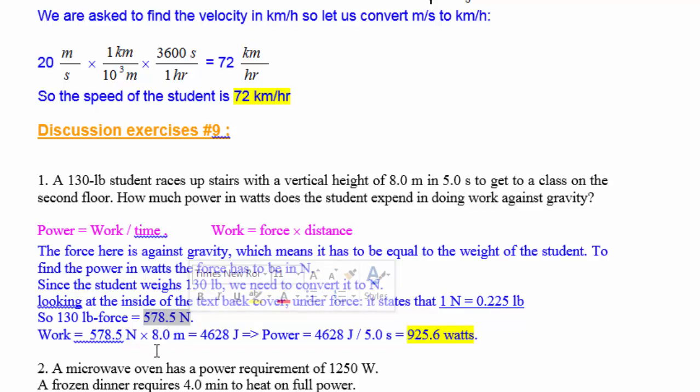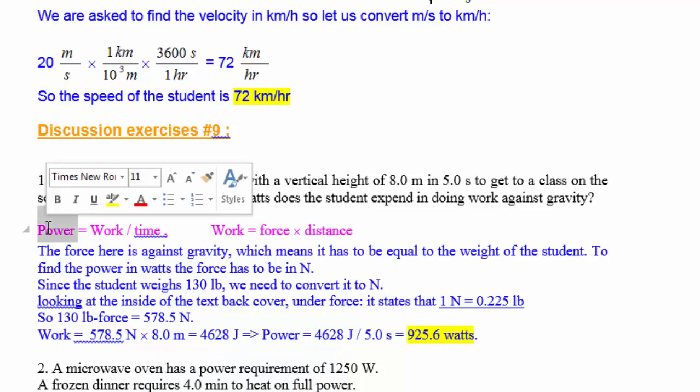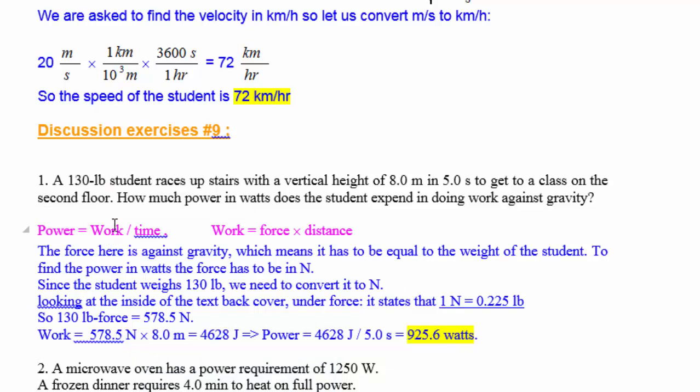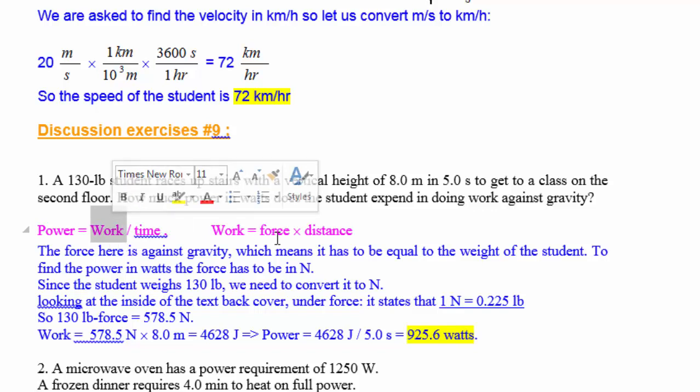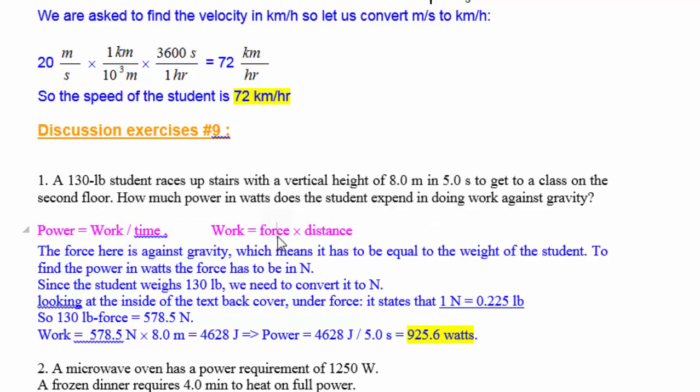in order to be able to climb the flight of stairs. After we found the force, we have to multiply it by the distance to get the work. And the distance here represents the height of the stairs, which is 8 meters. And this will yield 4,628 joules. Then we find the power by dividing the work by the time, and this will yield 925.6 watts. Okay, so in this type of problems, when you're asked to find the power, you have to go through several steps. You have to find the work first. And in order to find the work, we have to find the force. Now, sometimes the force could be given in Newton, so you don't have to do anything.